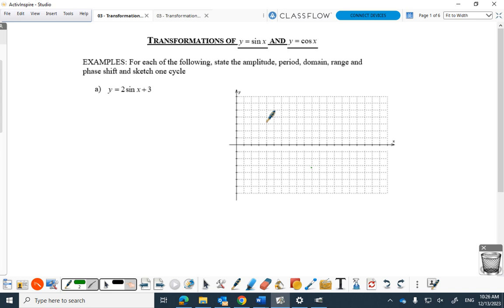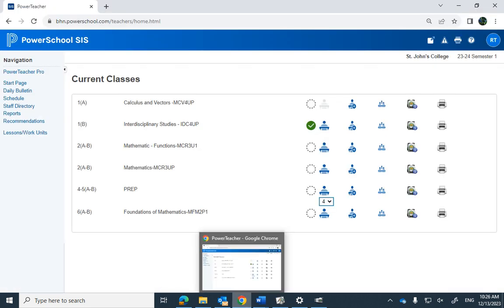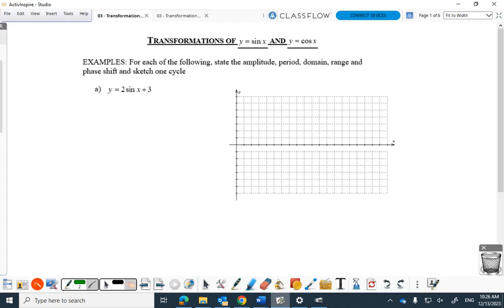Y equals 2 sine x plus 3. Let's start with the part we know. My apologies, I'm still working on the ins and outs of using this active board.